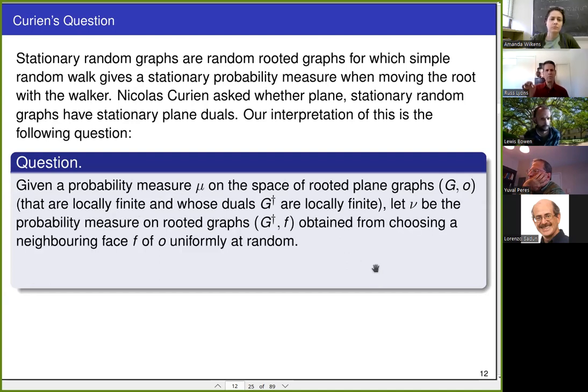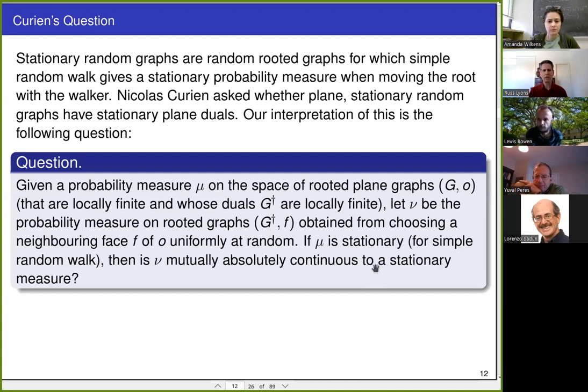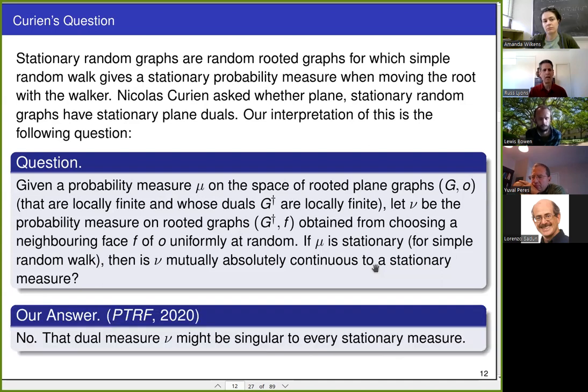So let nu be the measure where you just choose a uniform face of O. Suppose mu is stationary, then is nu mutually absolutely continuous to a stationary measure? In other words, could you just change the weights to make it stationary, like we could in the unimodular context? So we show that the answer is no. In fact, this dual measure nu might be singular to every stationary measure.